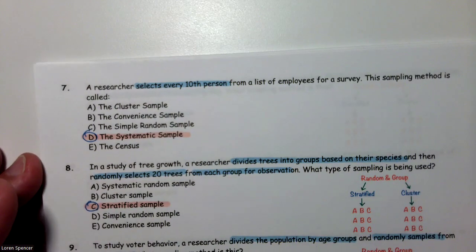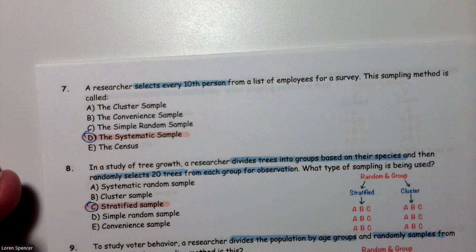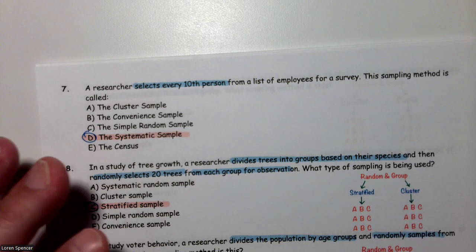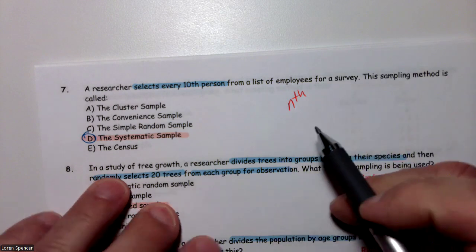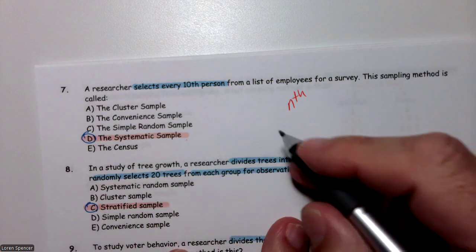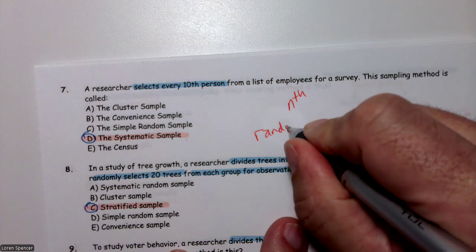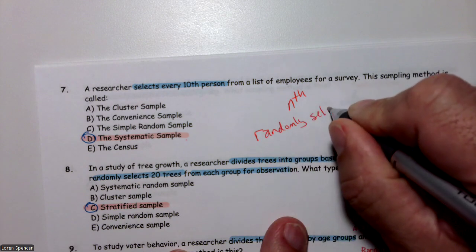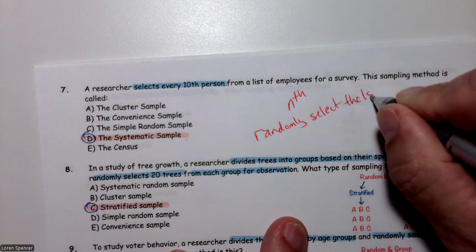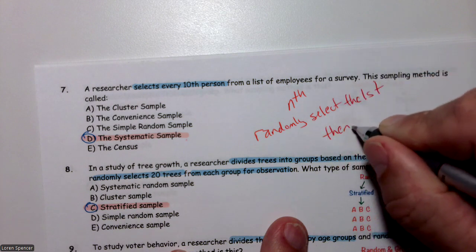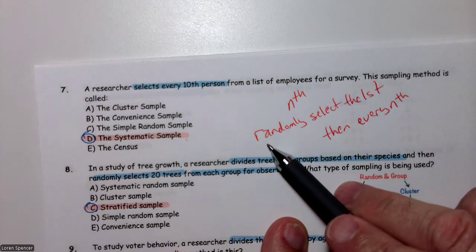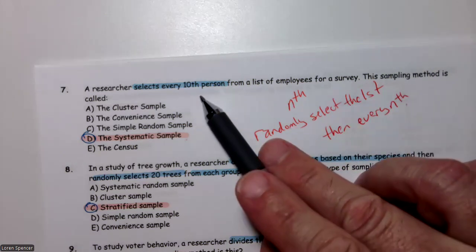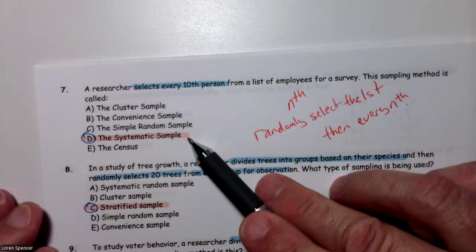That's number 6. Number 7, a researcher selects every 10th person from a list of employees for a survey. The sampling method is called... So every 10th, that's like saying every nth. If it's every nth, it's systematic. Typically, we randomly select the first, then every nth. So the first person is randomly selected. That's how randomness is used. And then we select every nth. They just told us the 10th. Guess what? That's a systematic.